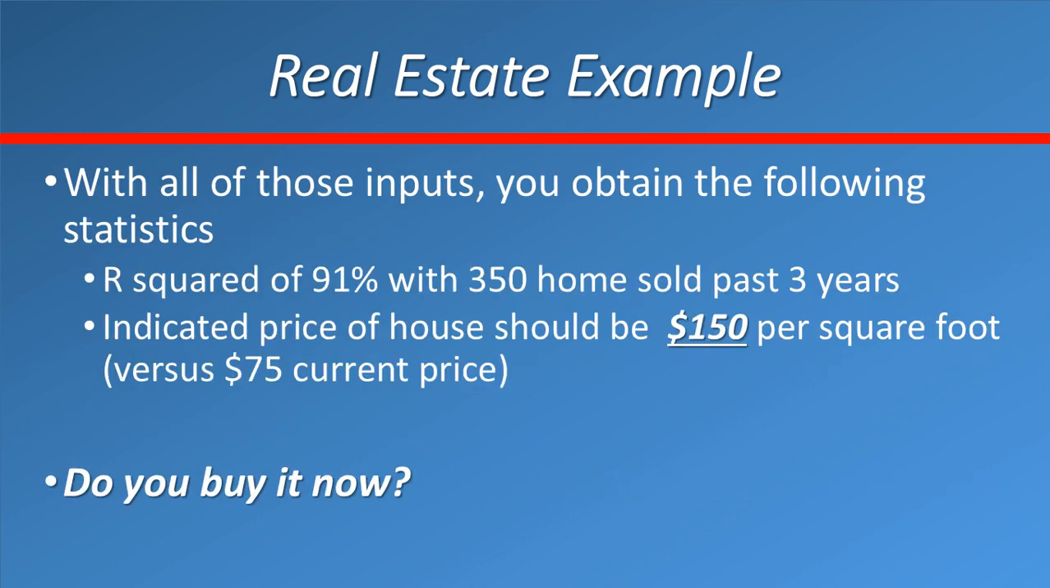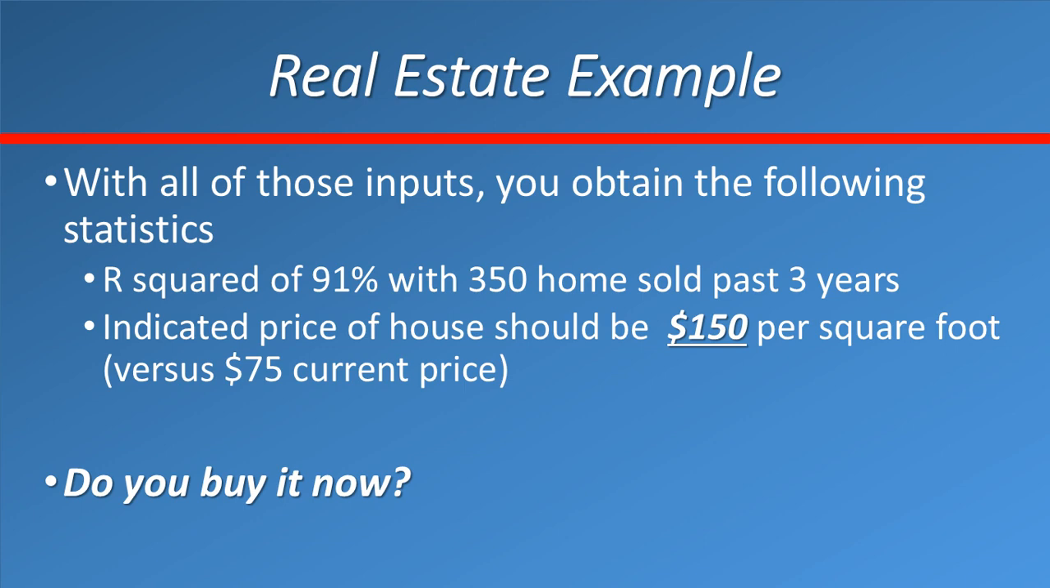And doing that, we were able to get an R-squared of 91%, looking at 350 houses sold in the last 3 years. And using that regression analysis and applying all those factors to our particular house, we discover that our house should cost $150 per square foot, and we can buy it for $75 per square foot. Now we're very, very interested. This house looks like a really good deal. We can get it for $75 per square foot.